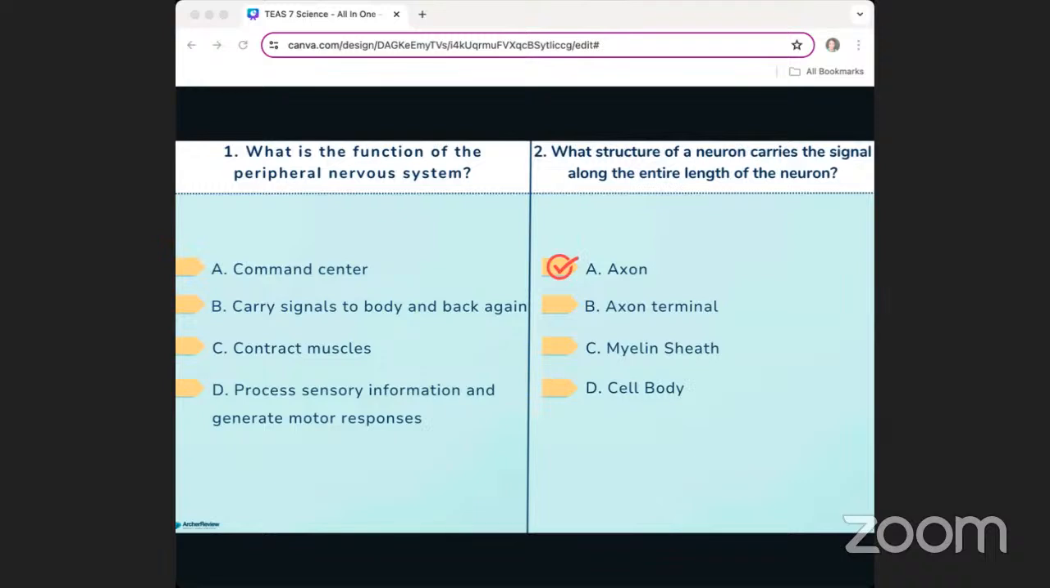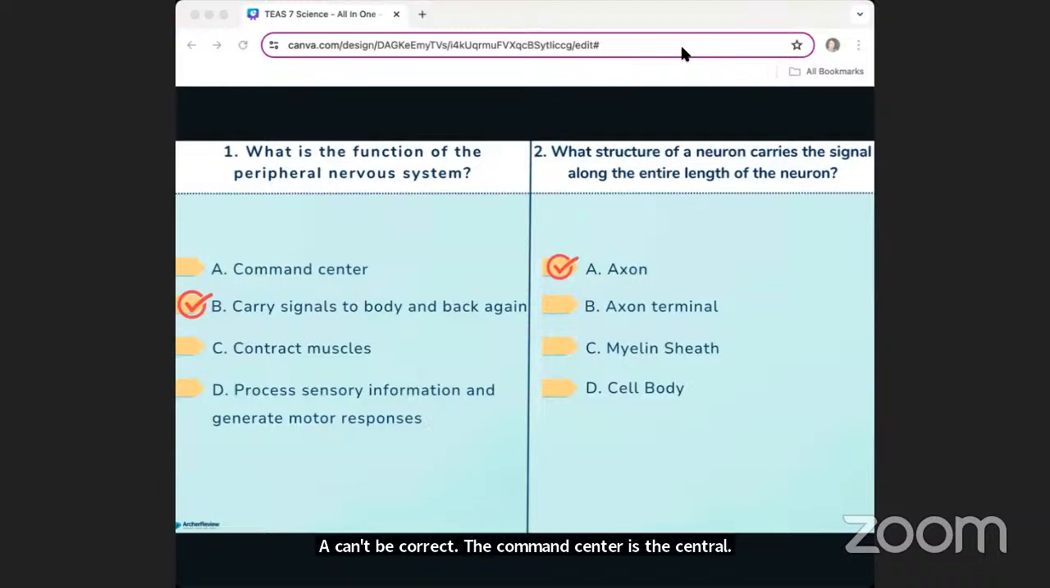All right, question 1, what is the function of the peripheral nervous system? The correct answer for question 1 is B. The peripheral nervous system carries signals to the body and back again. Option A can't be correct. The command center is the central nervous system.